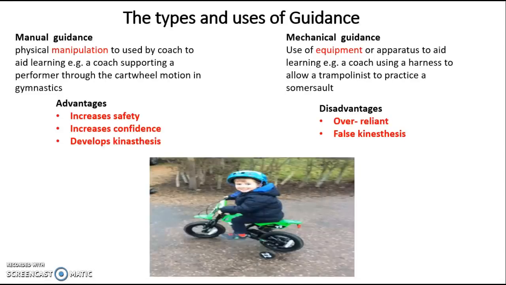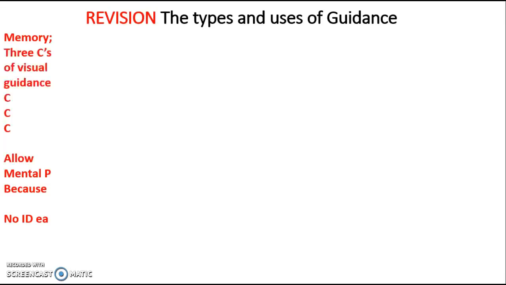What I'm going to ask you to do now is have a little check and see if you can memorize these. I'll put up the revision slides for the types of use of guidance. Starting off with the first memory: when you've got visual guidance, you have to think about the 3 C's. With visual guidance, you use demonstrations. In order to utilize a demonstration, you've got to see it, S-E-E.